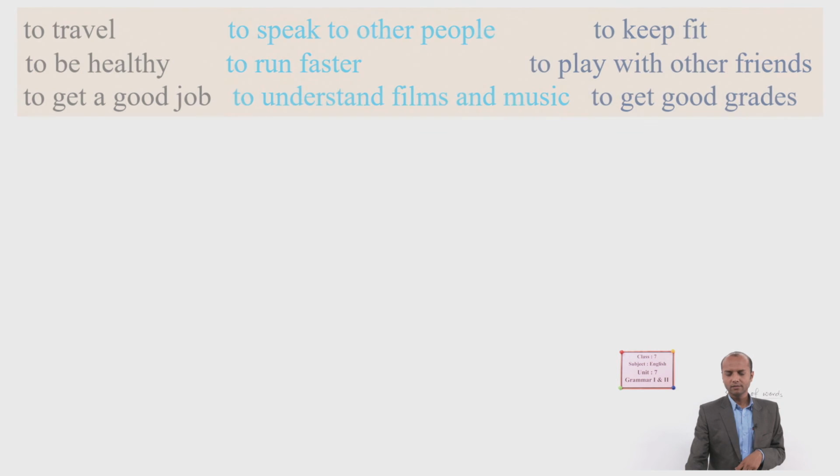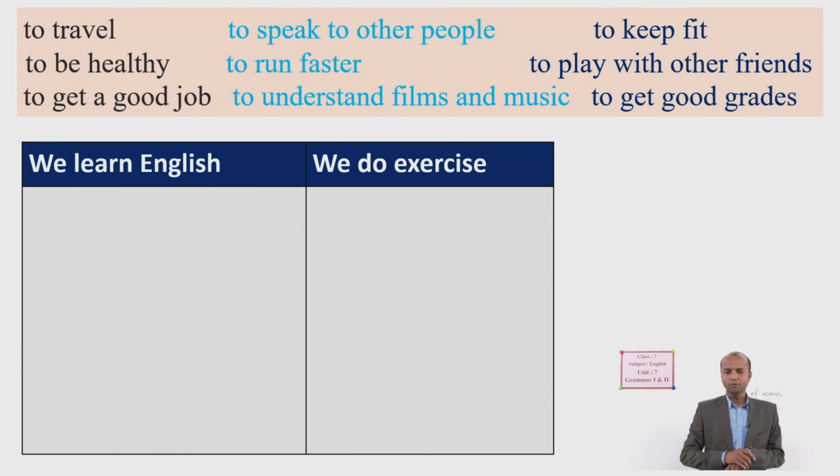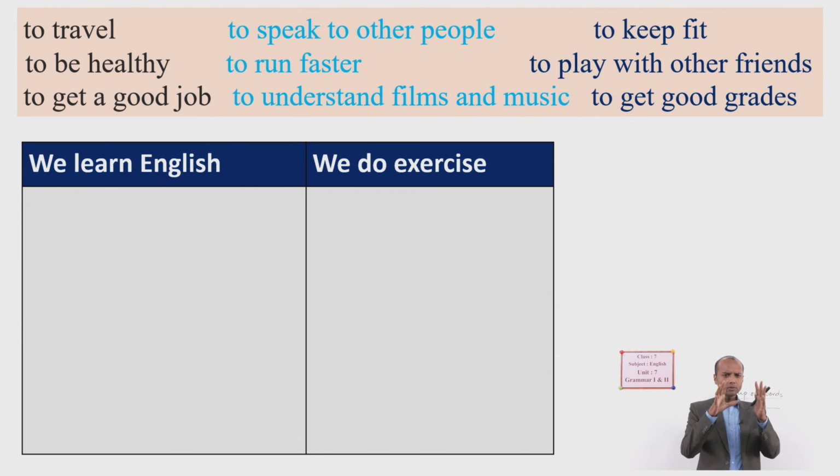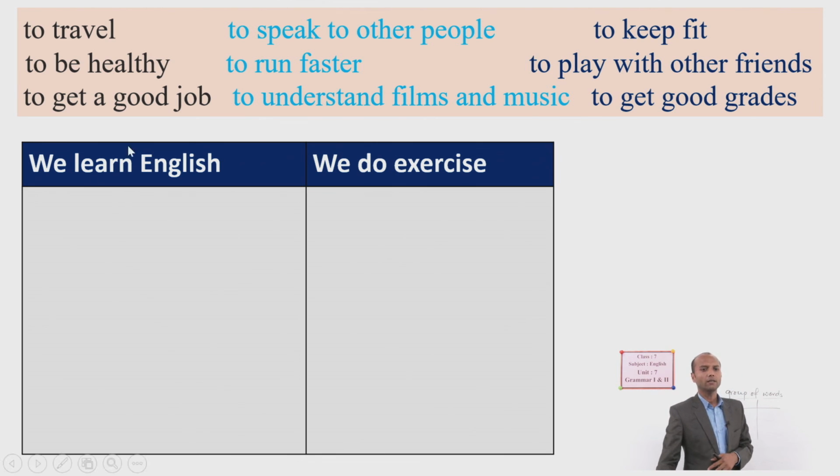Yes, they are here. So again, the same words are given here for your reference so that it might be easy for you. There are 2 headings. One is we learn English, and another is we do exercises. Among these 9 activities, which of the activities do you think are related to learning English? Why do you learn English? And which of these activities signify why you do exercises?